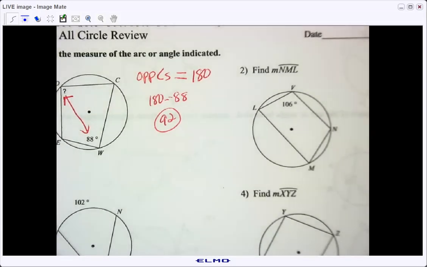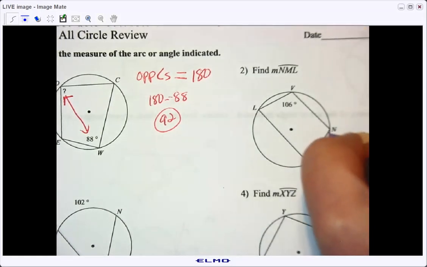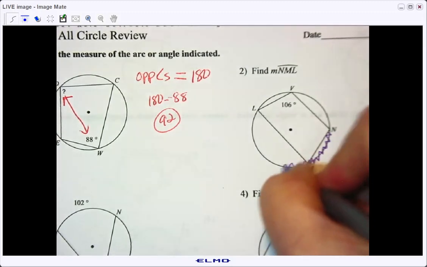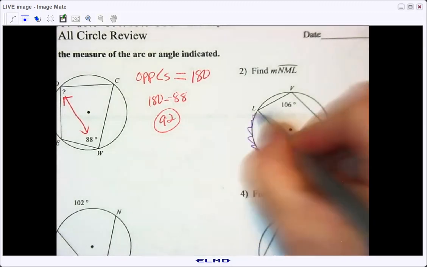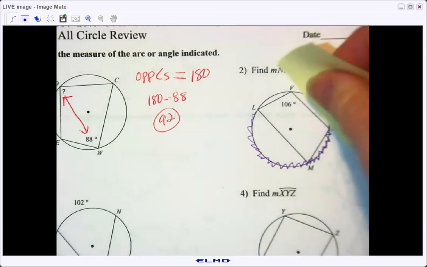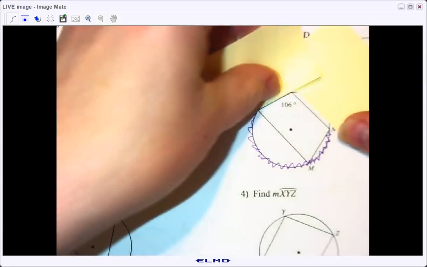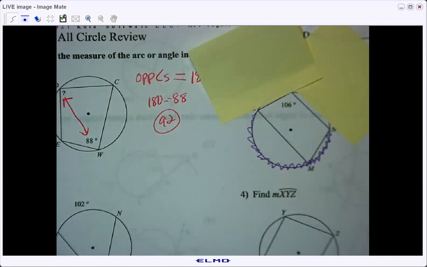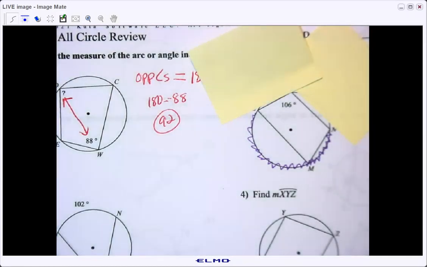Okay. Find the measure of the arc NML. If you notice, this is an intercepted arc for that angle. So what would that make the arc? Put it in the chat box.